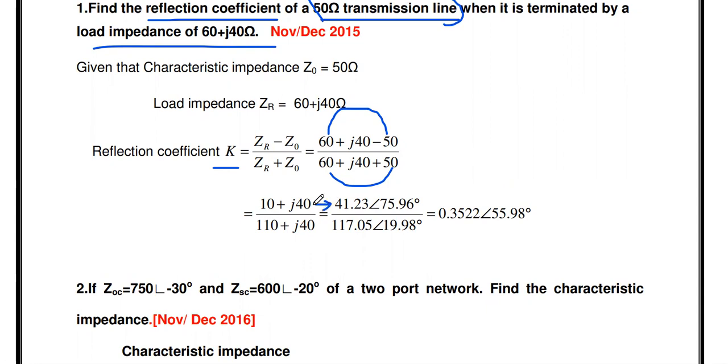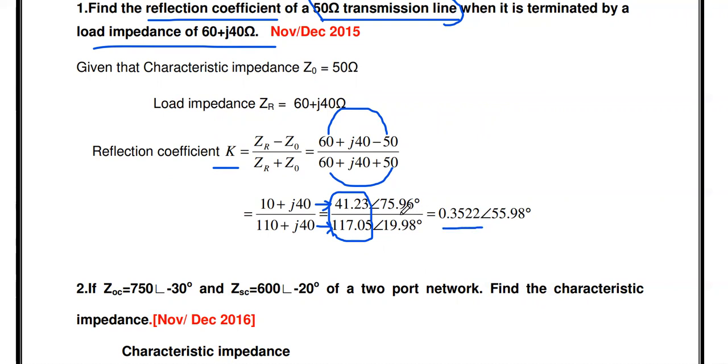Convert the rectangular 10 plus j40 into polar. We get magnitude 41.23 with angle 75.96 degree. Similarly, convert 110 plus j40 into polar: 117.05 with angle 19.98. Then in polar, multiplication and division are possible. Divide the magnitudes by ordinary division: 41.23 divided by 117.05 gives 0.3522.